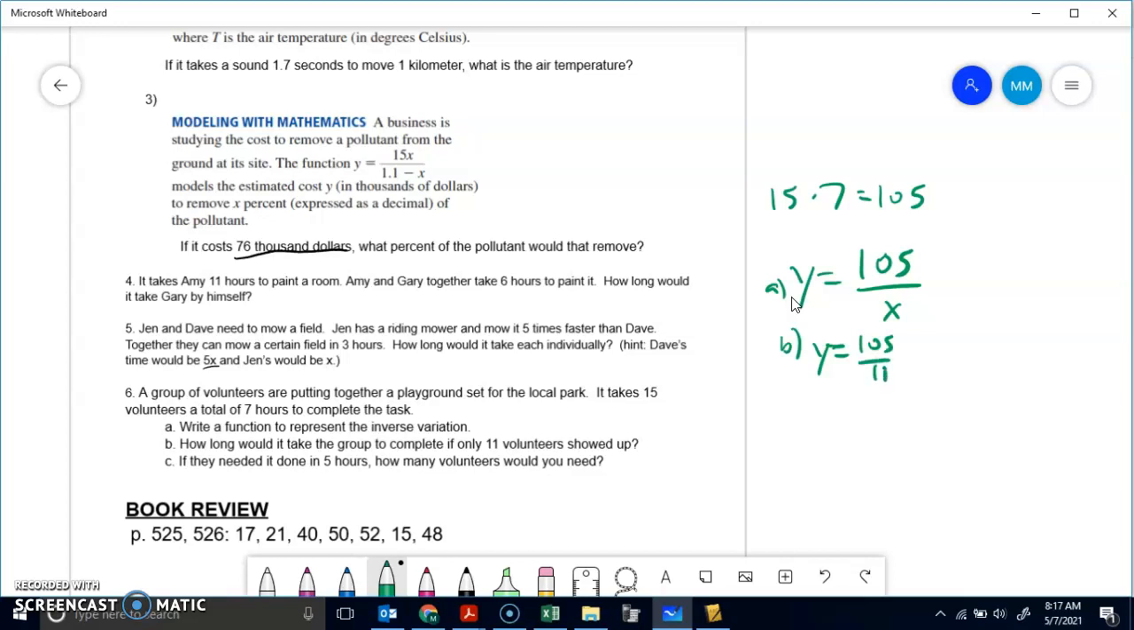And what if only 11 people show up? 105 divided by 11 means it would take 9.54 hours. Okay? And then what if they need it done in 5 hours? So 5 would be the y value. And we can use the shortcut and just flip-flop those and divide by 5. But if I multiply both sides by x, I get 5x equals 105. Divided by 5 would give me 21 people. That's how many I would need. Okay?